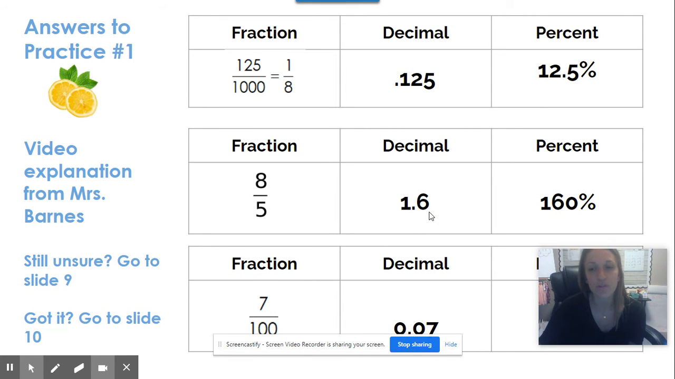To bring this decimal to percent form, I have to move it 2 times to the right. Notice we only have one number here though, so when I go to move it a second time, I need to fill in a 0. That's how I got 160%.